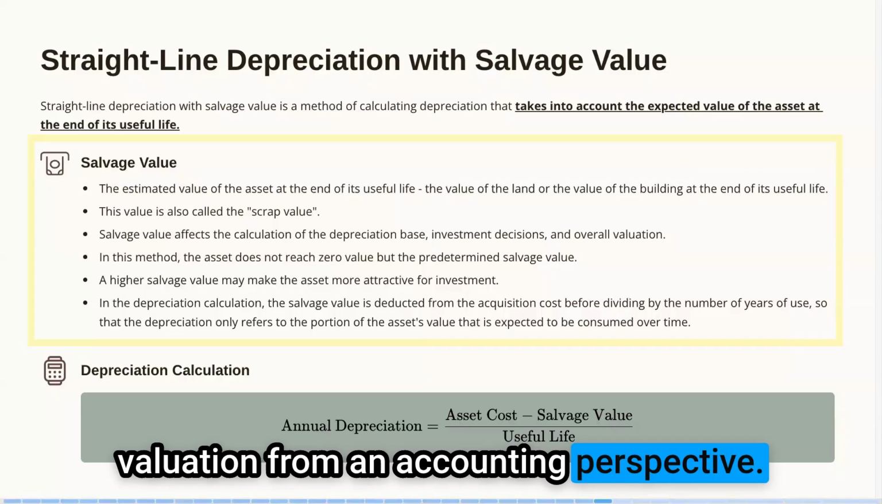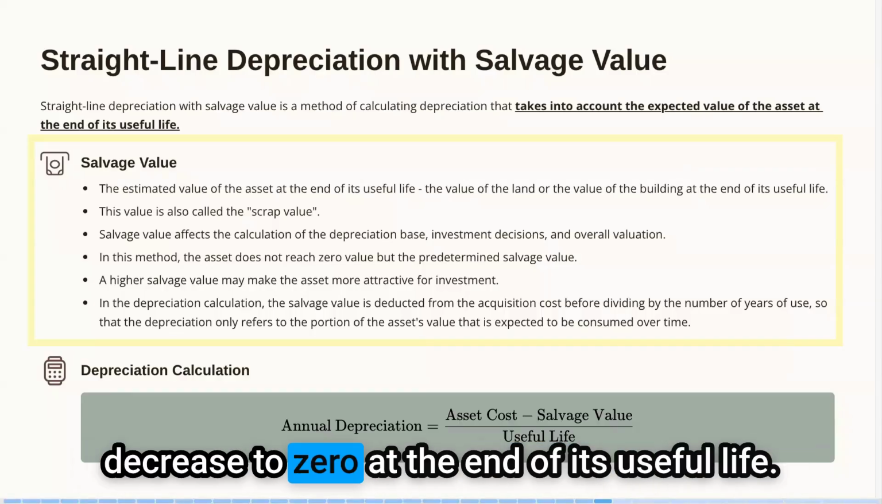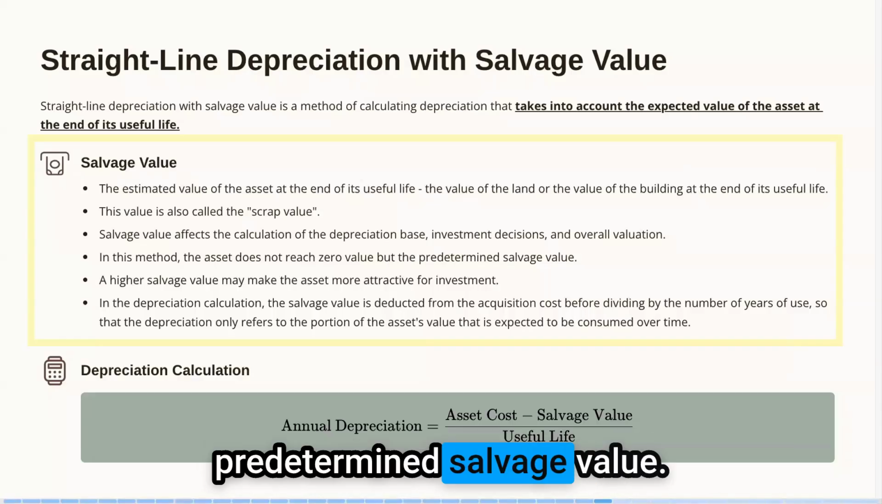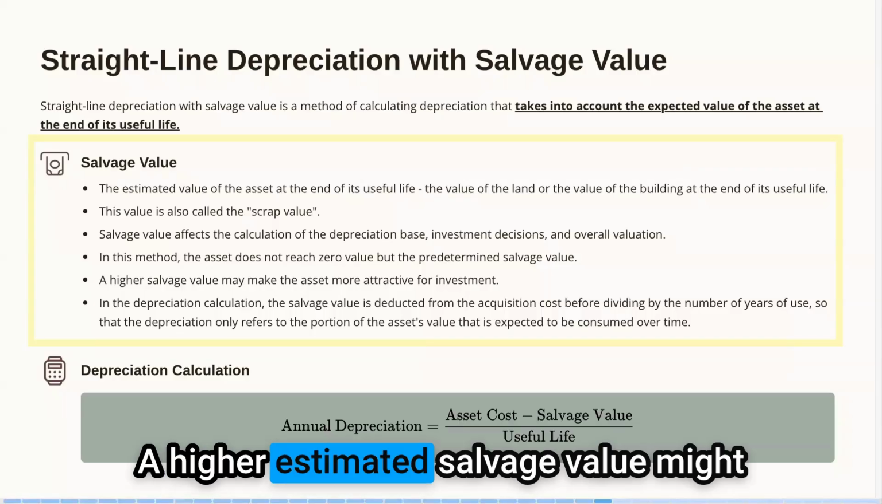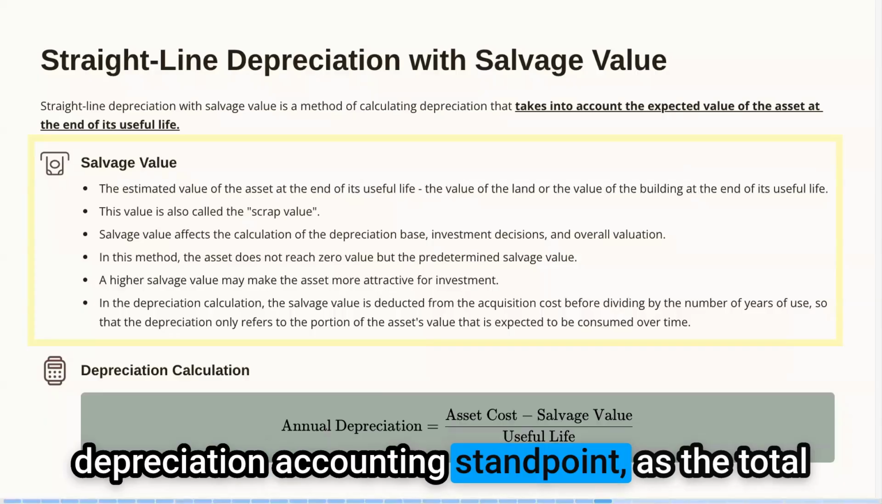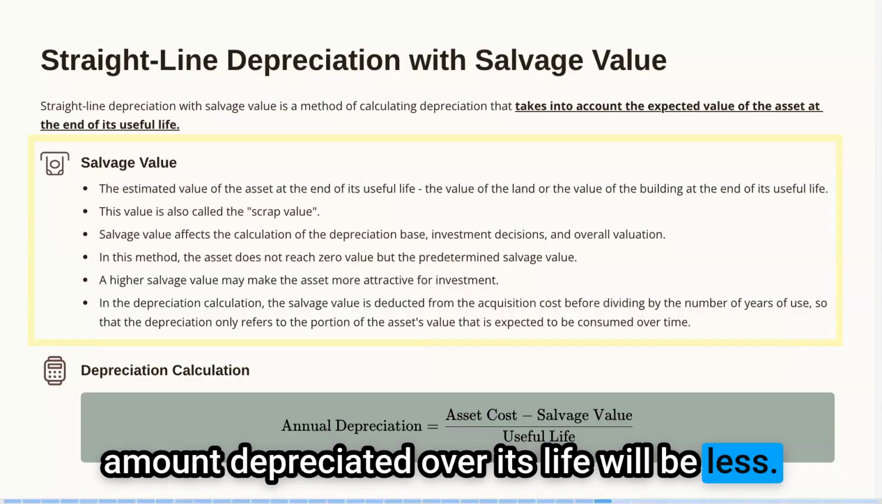from an accounting perspective. In this method, the asset's book value does not decrease to zero at the end of its useful life. Instead, it decreases to the predetermined salvage value. A higher estimated salvage value might make an asset appear more attractive from a depreciation accounting standpoint, as the total amount depreciated over its life will be less.